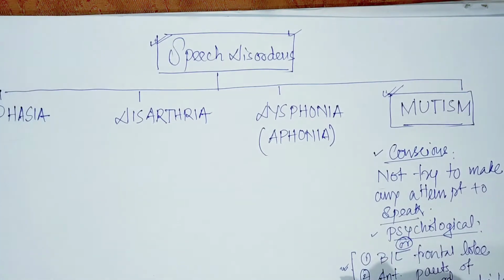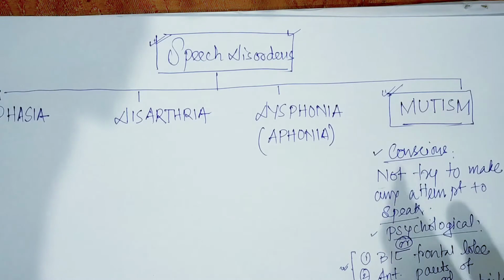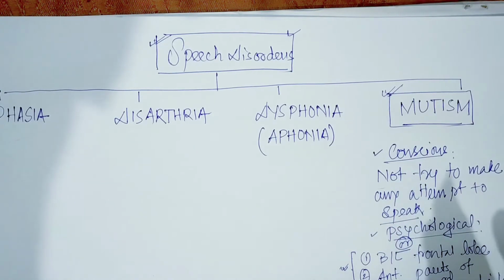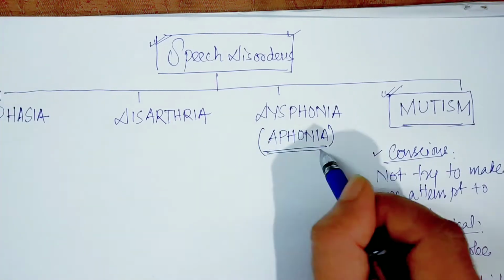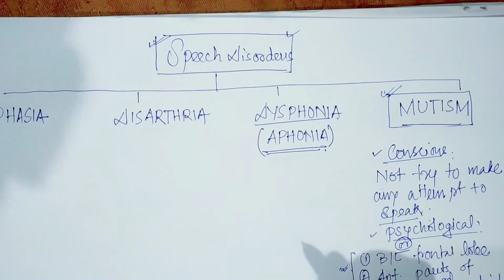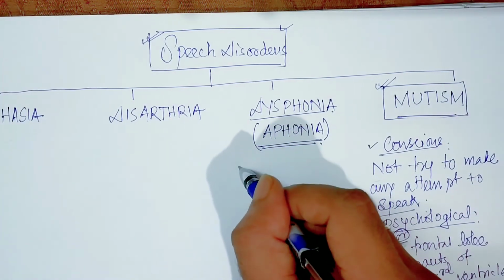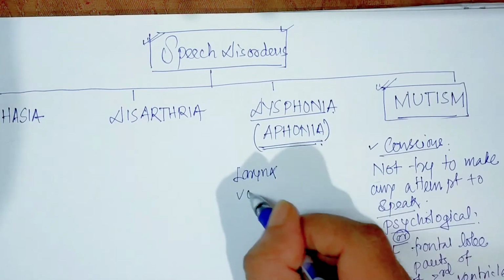Alright, now the patient is speaking, but he fails to produce any volume of sound, or maybe he just whispers. This will be called aphonia or maybe dysphonia. Now this is due to disorders of the larynx or vocal cords.